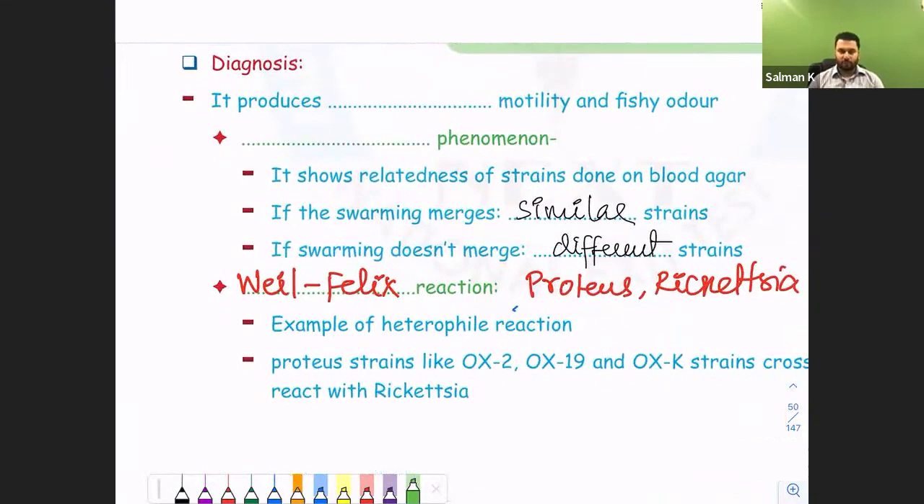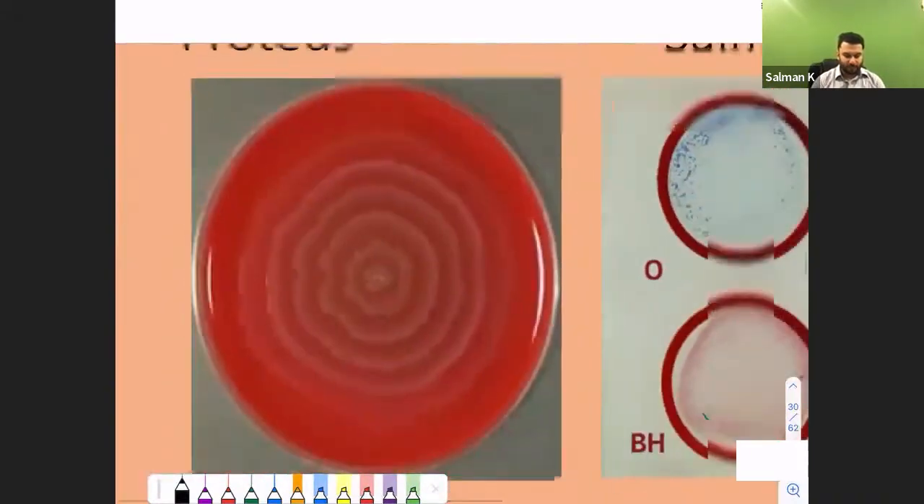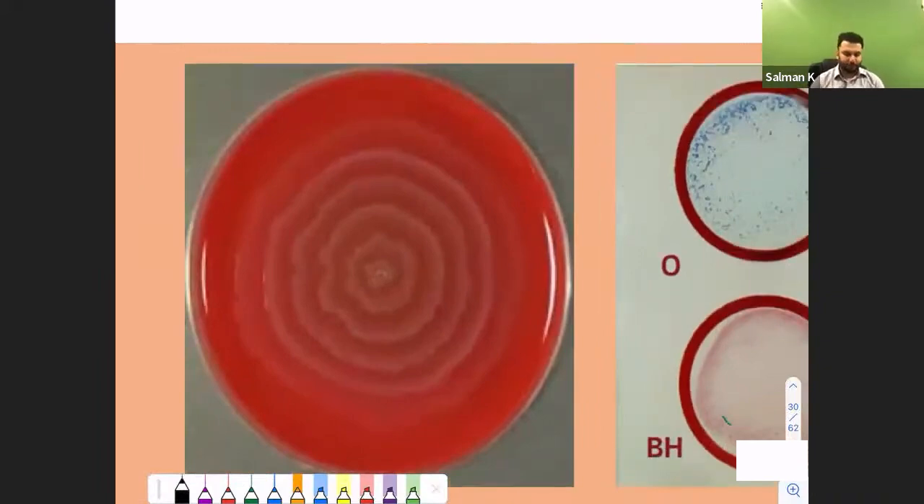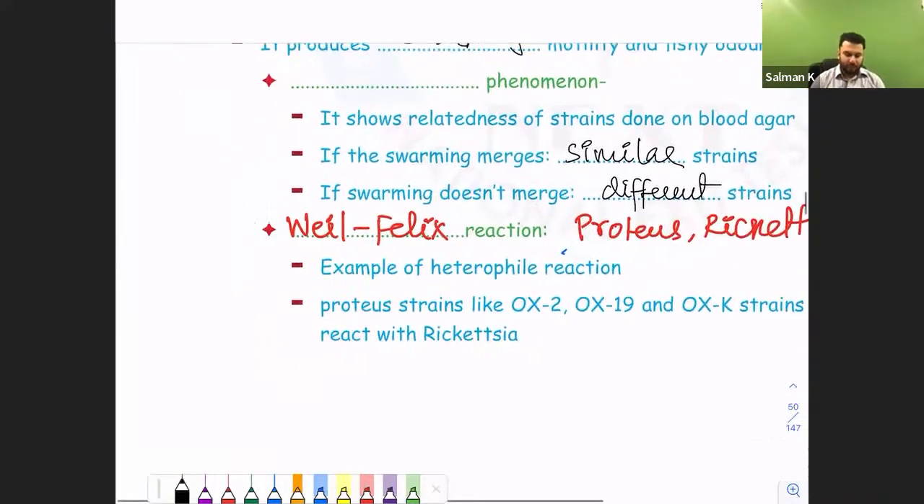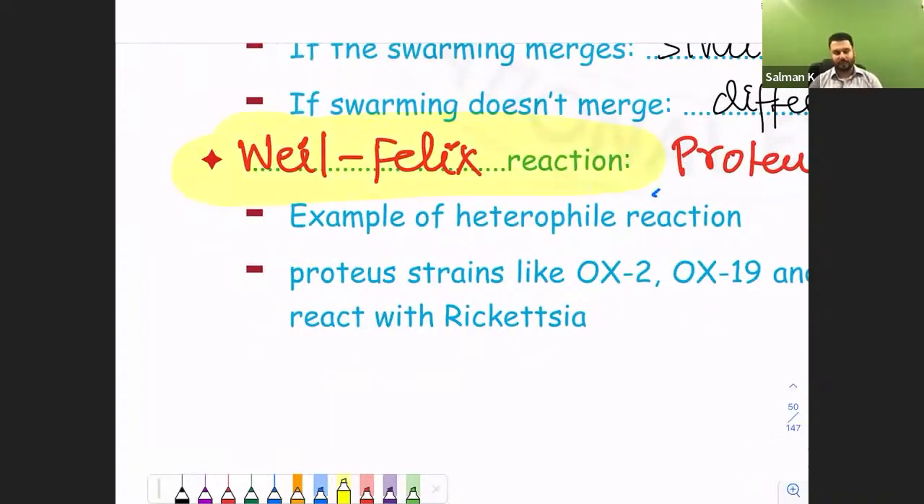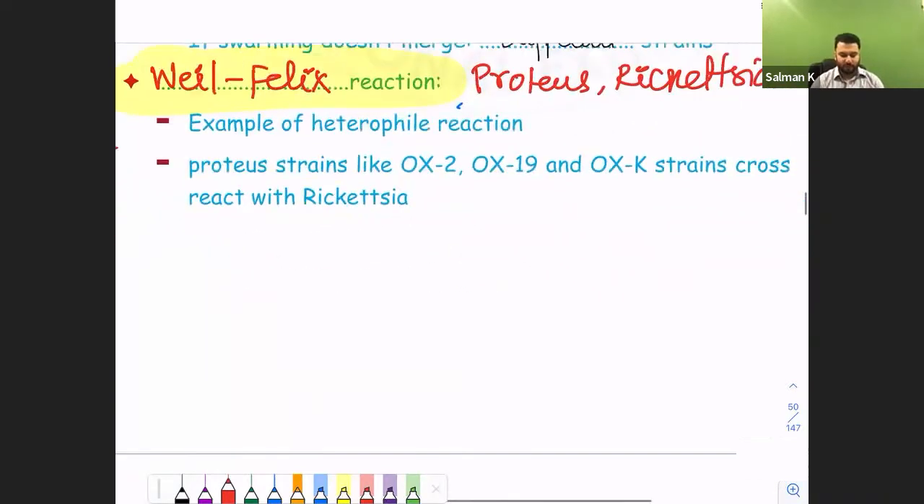Next, diagnosis point of view. It produces what we call swarming motility. This ripple-like effect that you're seeing is described as swarming motility. Remember another heterophile example here, the Weil-Felix reaction. The antigens of Proteus, the topic we are studying, will resemble the antigens of Rickettsia. Not all Proteus, there are multiple strains, only these strains will resemble. Which ones? OX2, OX19, and OXK. Only these strains will resemble the rickettsial ones. So that's about that.